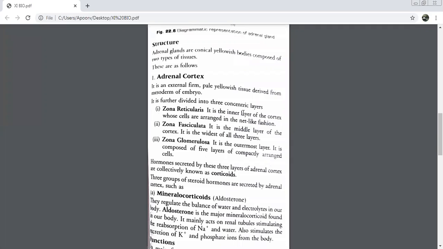The cells are arranged in a net-like fashion. So you can imagine you've got three circles. The innermost layer, the smallest one, is called zona reticularis. And what kind of cells will we have in that?